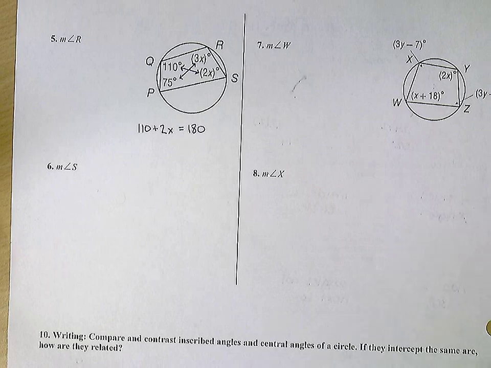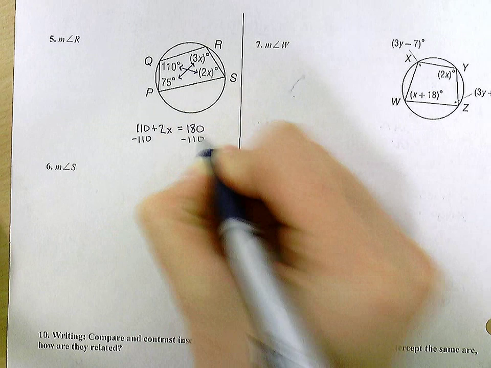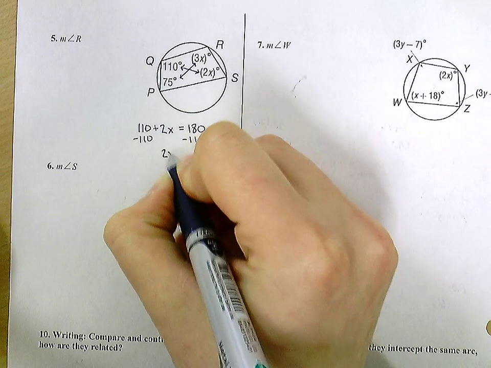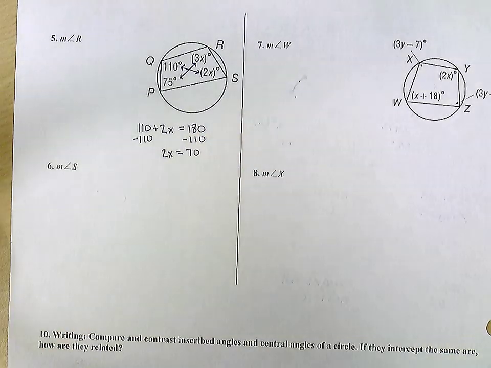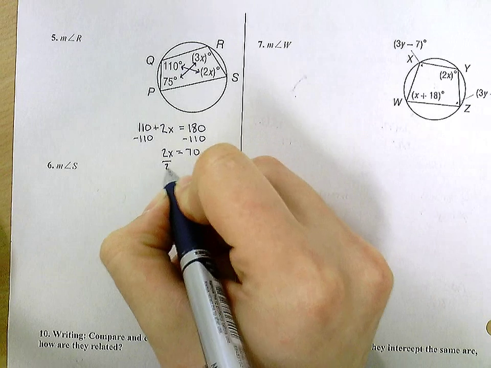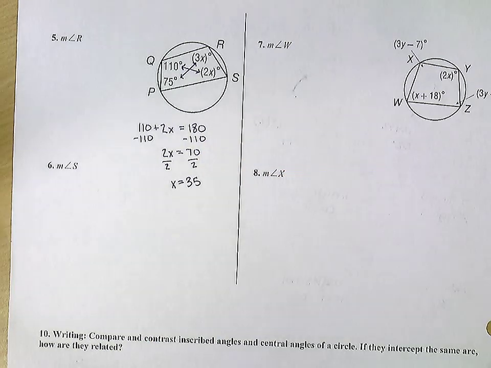Okay, so from here I'm just going to solve for x. So I'm subtracting 110 from both sides of my equation. So I have 2x equals 70. Divide by 2. Okay, x is 35. Okay, since x is 35, now I can solve for the measure of angle R and the measure of angle S.